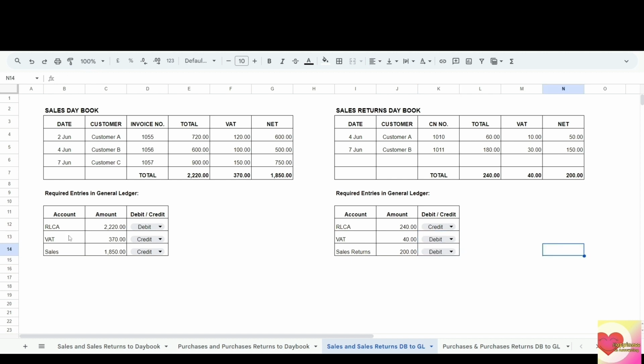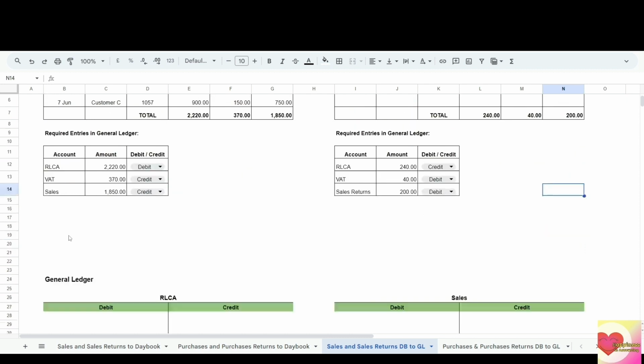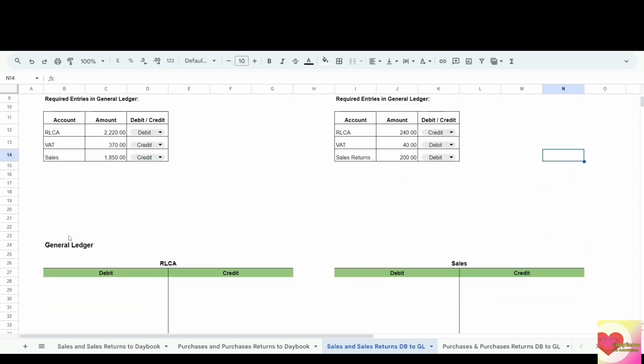In general ledger, the accounts would look like this. Just a reminder, always remember the dual effect. The amount that you enter in the debit should always be equal to the credit. Let me show you an example. In RLCA, let's enter the amount.